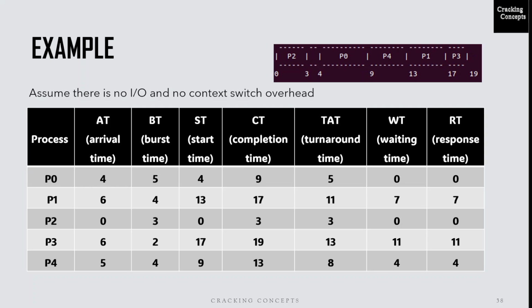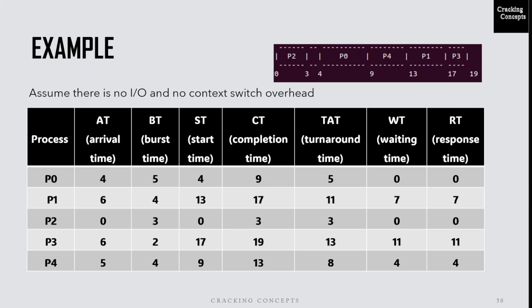So the start time of each process can be seen on the Gantt chart. For P0 it's 4, P1 it's 13, P2 is 0, P3 it's 17 and P4 it is 9. Then the completion time will be 9 for P0, 17 for P1, 3 for P2, 19 for P3 and 13 for P4. Then there is the turnaround time. So turnaround time is obtained by completion time minus arrival time. So the values will be 5, 11, 3, 13 and 8.